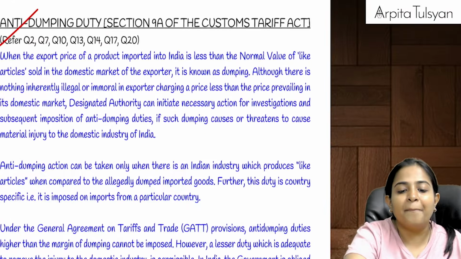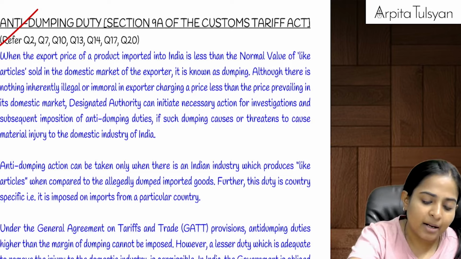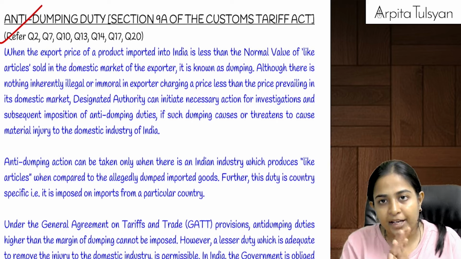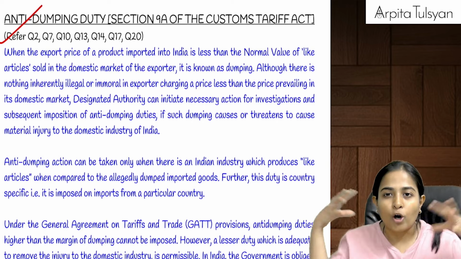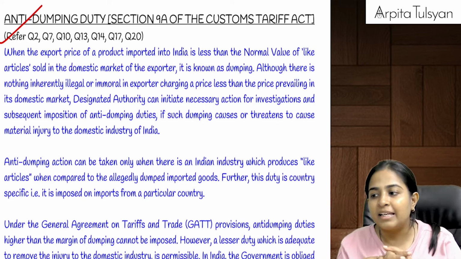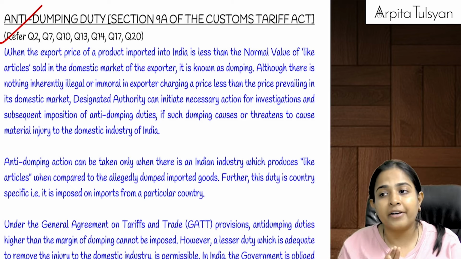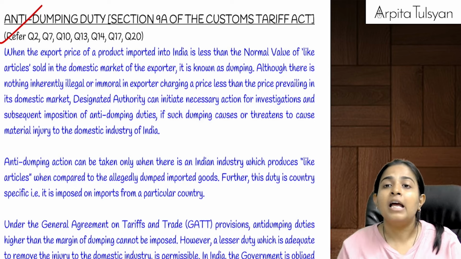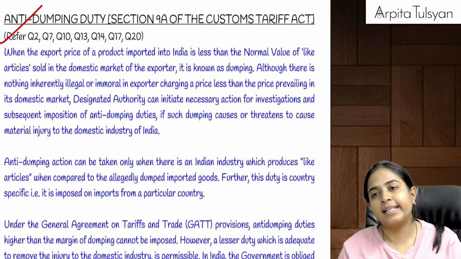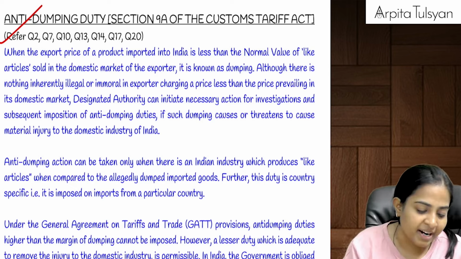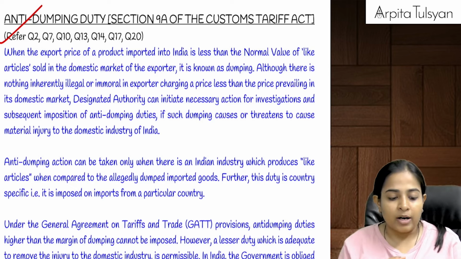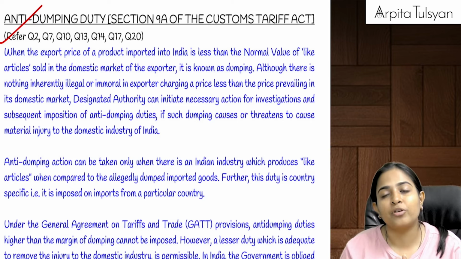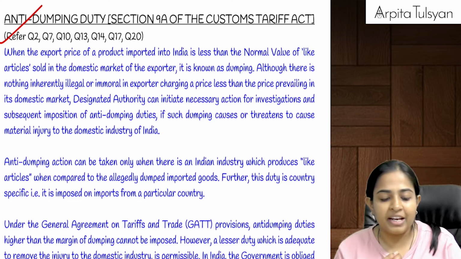And the last important answer here is anti-dumping duty, section number 9A. Anti-dumping duty specifically says that if there is a lot of dumping of goods happening here in India, can we say the supply is more? If the supply is more and the demand is less, then in such cases it will affect the domestic market badly. Now why or how to identify that it is dumping, and why should there be an anti-dumping duty leviable on the same?